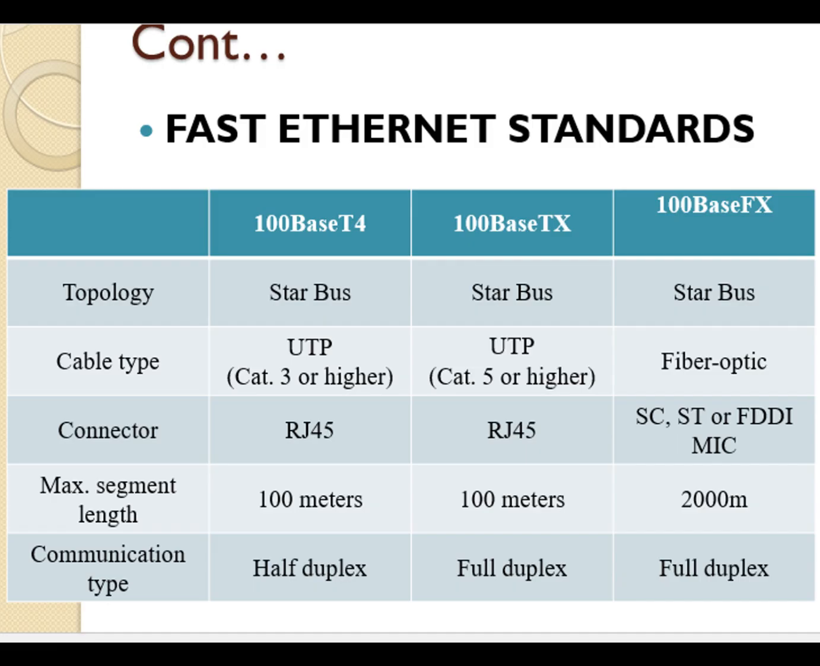Fast Ethernet standards: 100BaseT4, 100BaseTX, 100BaseFX. Topology: star bus. Cable type: UTP Cat3 or higher, UTP Cat5 or higher, fiber optic. Connector: RJ45, RJ45, SC, ST, or FDDI MIC. Max segment length: 100 meters, 100 meters, 2000 meters. Communication type: half duplex, full duplex.